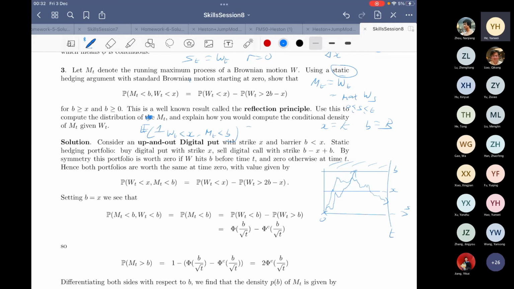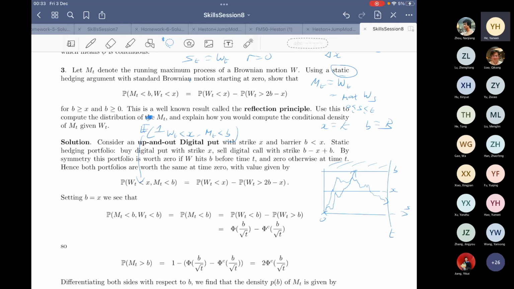So the value of this option, we know, because there's no interest rate in this question, I can get rid of that equal sign, is equal to this, and is also equal to this. But then I claim that there is a semi-static hedging portfolio that can replicate this. And in fact, it's much easier to think about static hedging for Brownian motion because everything is symmetric.